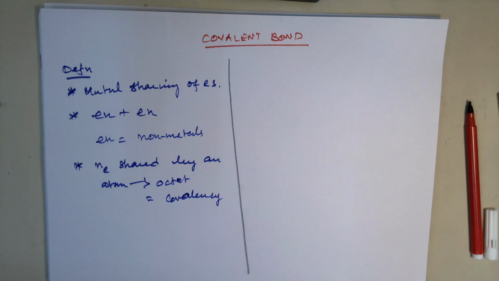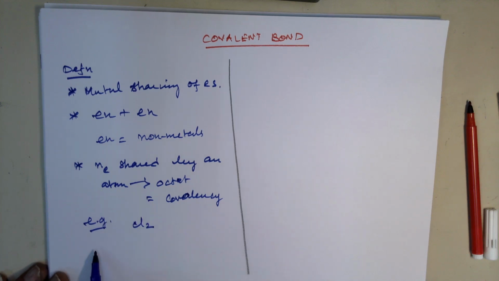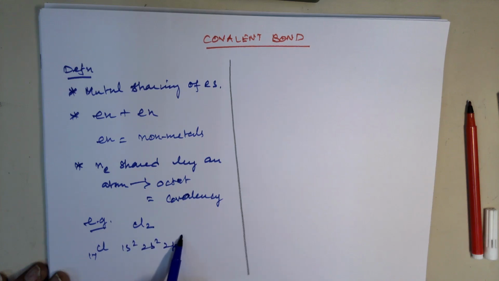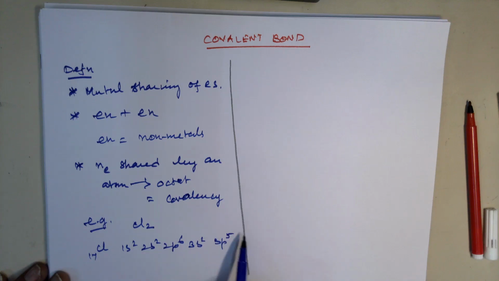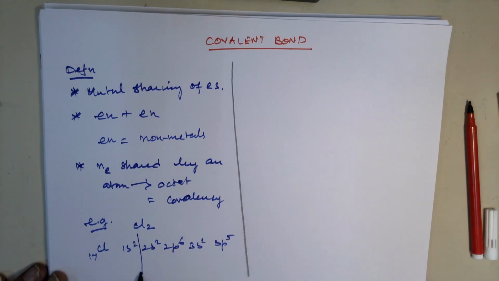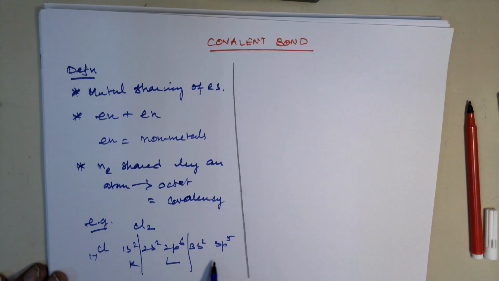Let us consider chlorine molecule. What is the electronic configuration of chlorine? It is atomic number 17. So 1s2, 2s2, 2p6, 3s2, and 3p5, right? So this is K shell, this is L shell, and this is M shell. So each chlorine will have 7 electrons in the outermost shell.